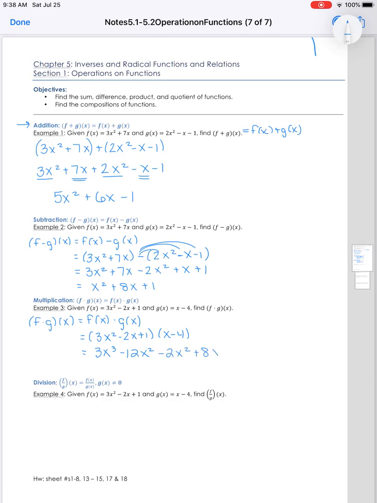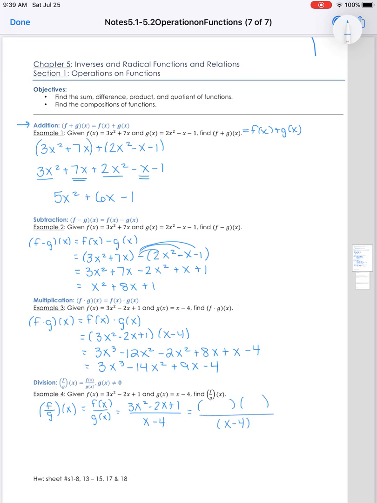All right, with multiplication, when you are multiplying two terms, basically it's just similar to addition and subtraction. You're just multiplying them together. So we have f of x and we have g of x, and what you're going to do is you're going to FOIL them. So we get 3x to the third minus 12x squared minus 2x squared plus 8x plus x minus 4. And then your last step would just be to combine like terms. So we got 9x minus 4.